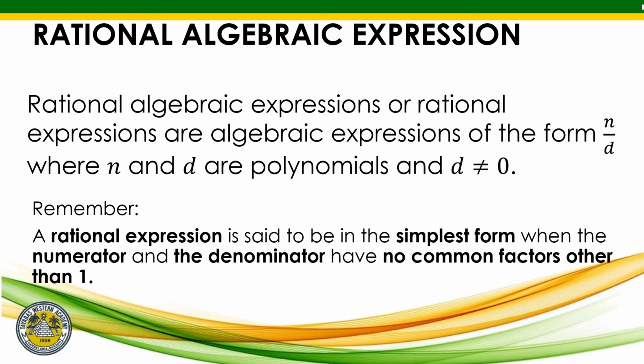Halimbawa, ang final answer natin is 1/2. So, yun na yung simplest form niya. Bakit? Yung factor ng 1 ay 1 times 1. Ang factor ng 2 ay 1 times 2. So, yung common lang nila ay 1. So, yun na yung final answer natin. Malalaman natin, again, na nasa simplest form ang ating rational algebraic expression kapag wala na silang common factors other than 1. Okay, so tandaan natin yon.